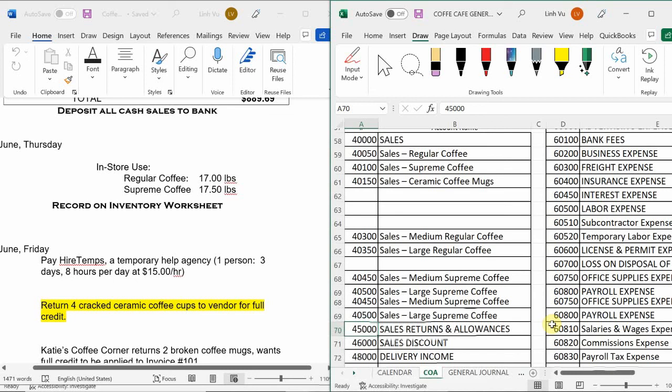Okay, look at your chart of accounts. What are you paying for right now? Would it be salaries or wages expense? They are definitely not on the payroll. This person is an independent contractor that you hired for 3 days. Is it labor expense? What kind of labor expense? Temporary labor expense.